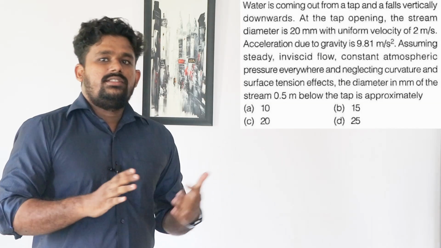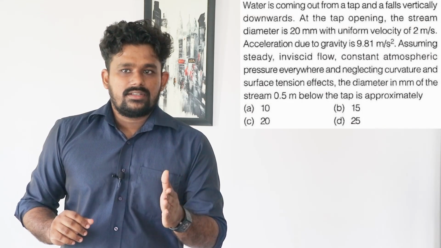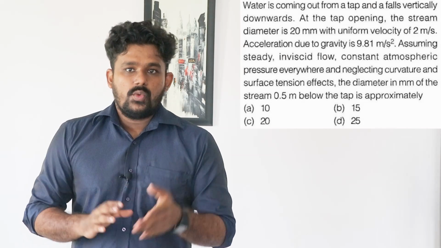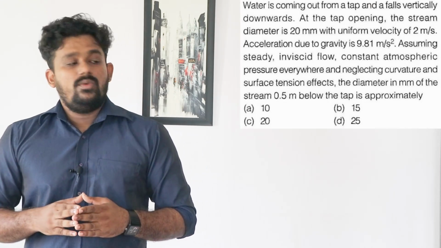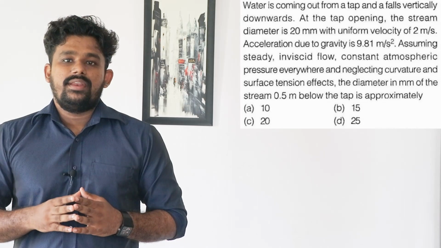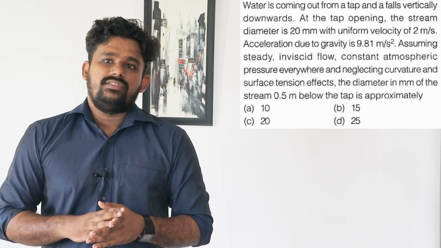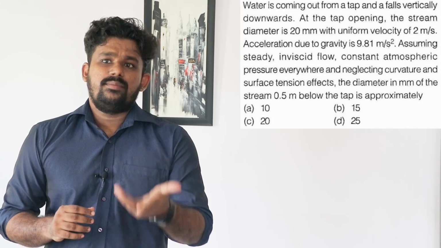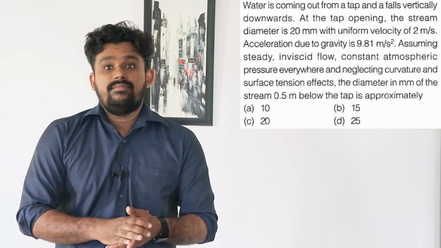Okay, next question. Water is coming out from a tap and falls vertically downward. At the tap opening, the stream diameter is 20 millimeter with uniform velocity of 2 meter per second. G equal to acceleration due to gravity equal to 9.81 meter per second square. Find the diameter in millimeter of the stream at 0.5 meter below the tap. So it is asked to find the diameter at exit.